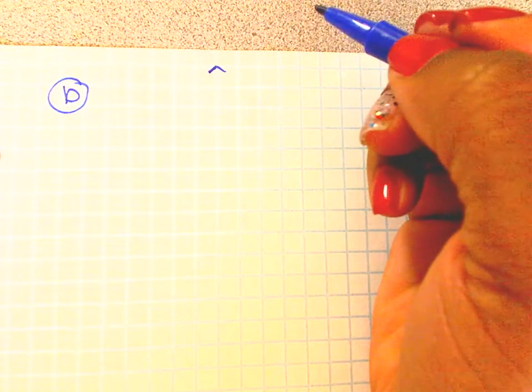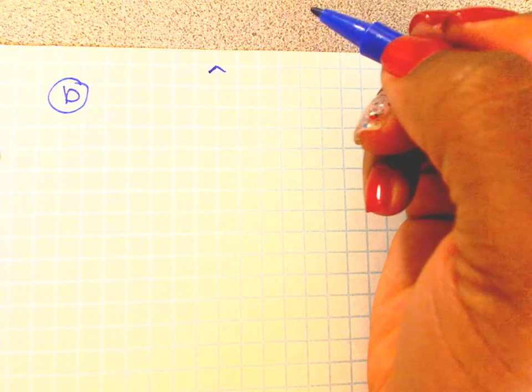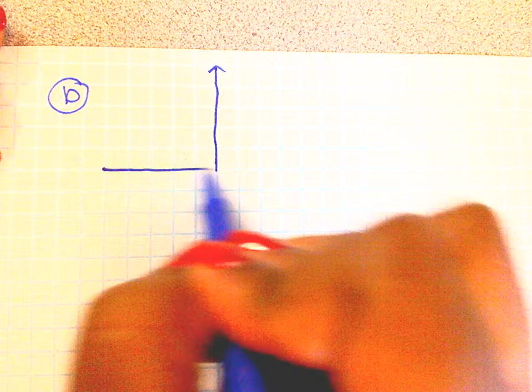Let's take situation B. Situation B gives us a graph. So let's draw a graph that has about, let's give it 5 squares. So I'm going to do 1, 2, 3, 4, 5. Go ahead and draw the graph with me.